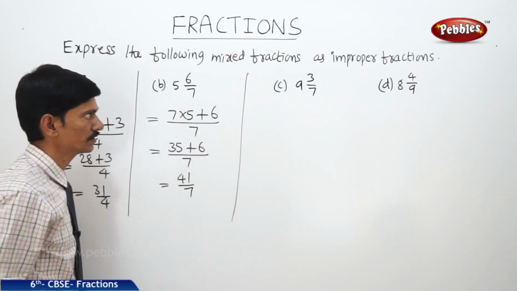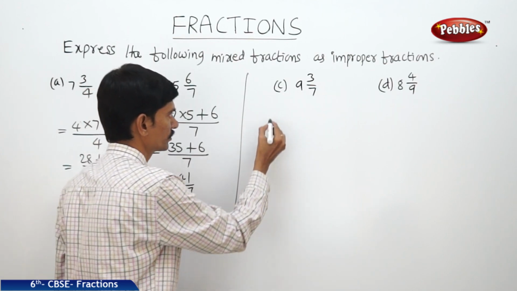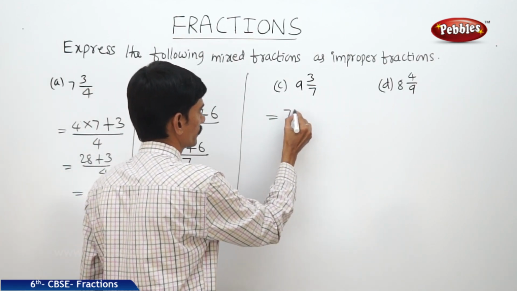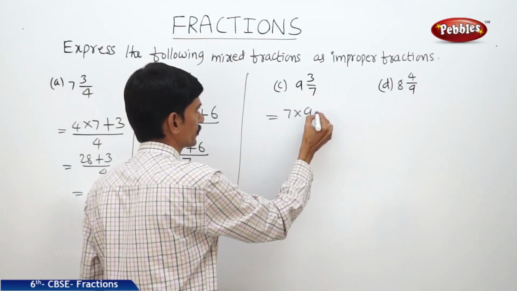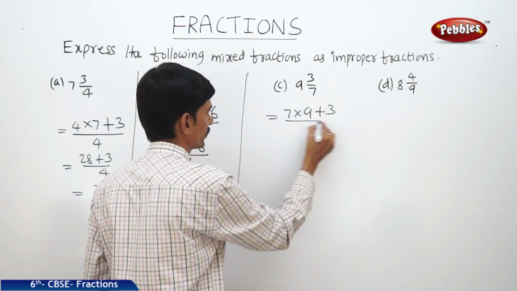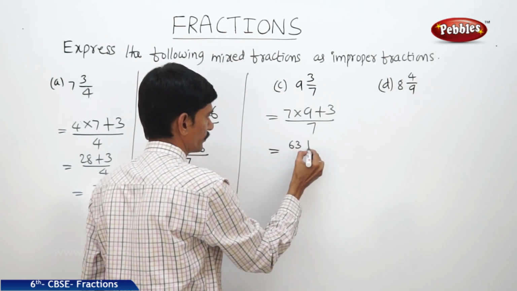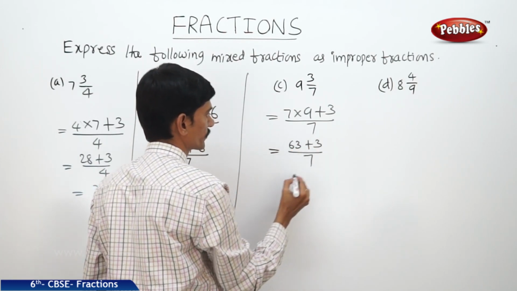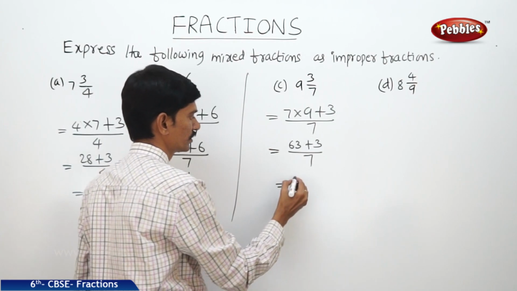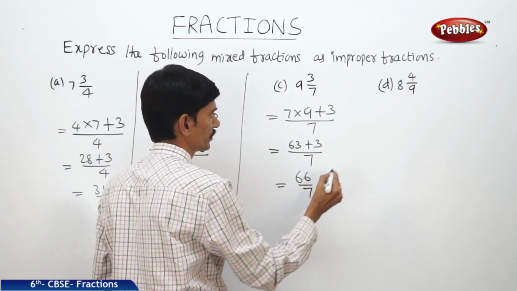The next question, 9 3 by 7. So this equals 7 into 9 plus 3 by 7. So this 7 9s are 63 plus 3 by 7. So 63 plus 3 is 66 by 7.